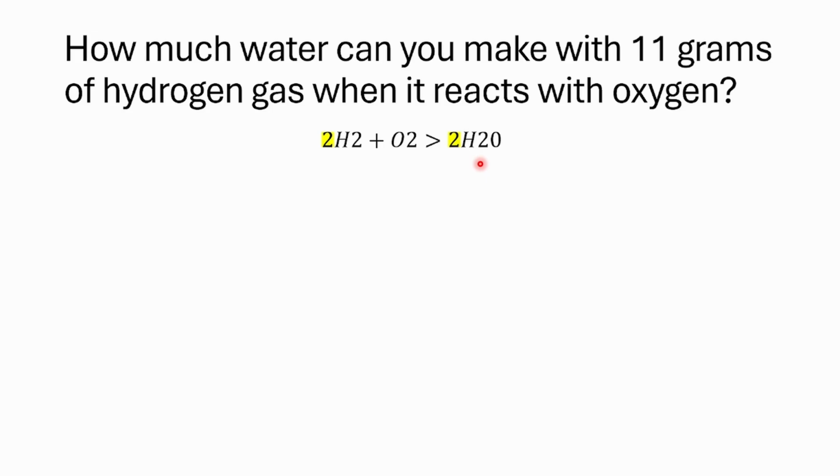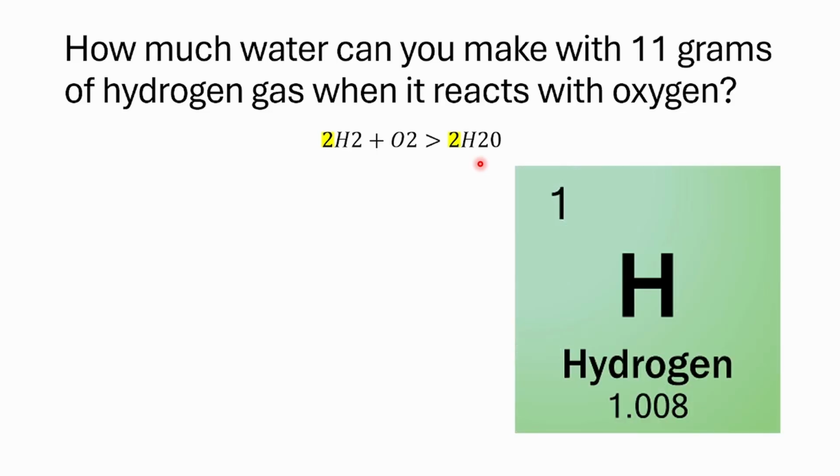Step 1 is to convert grams to moles using molar mass found on the periodic table. For those of you who don't know, molar mass is this number right here, 1.008. It's in grams per mole, so that means 1.008 grams of hydrogen are in 1 mole. Since it's hydrogen gas, it always comes as H2, so we need 1.008 times 2. That gives us 2.016 grams of H2 per mole.